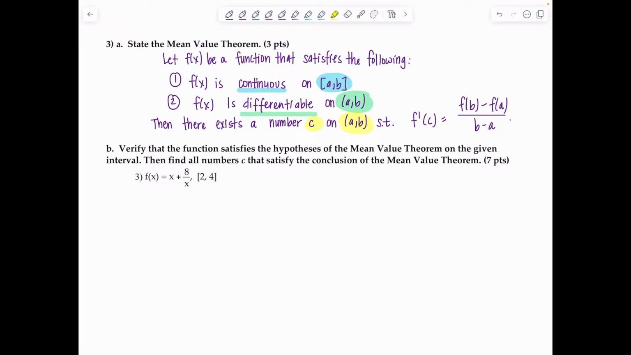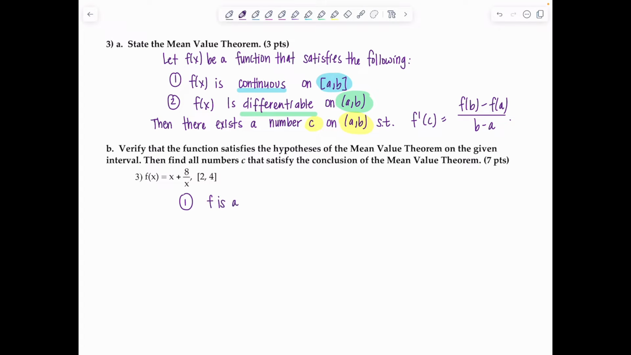Verify that the function satisfies the hypotheses of the mean value theorem on the given interval, and then find all numbers c that satisfy the conclusion of the mean value theorem. First thing I have to check is, is f continuous on the interval from a to b? We have a three-part definition for continuity, but we don't need to use it if f falls under a theorem about functions that are continuous on their domain. Almost any kind of function is continuous on its domain, except for piecewise functions. So just identify f, identify its domain, and that's usually enough to establish continuity.